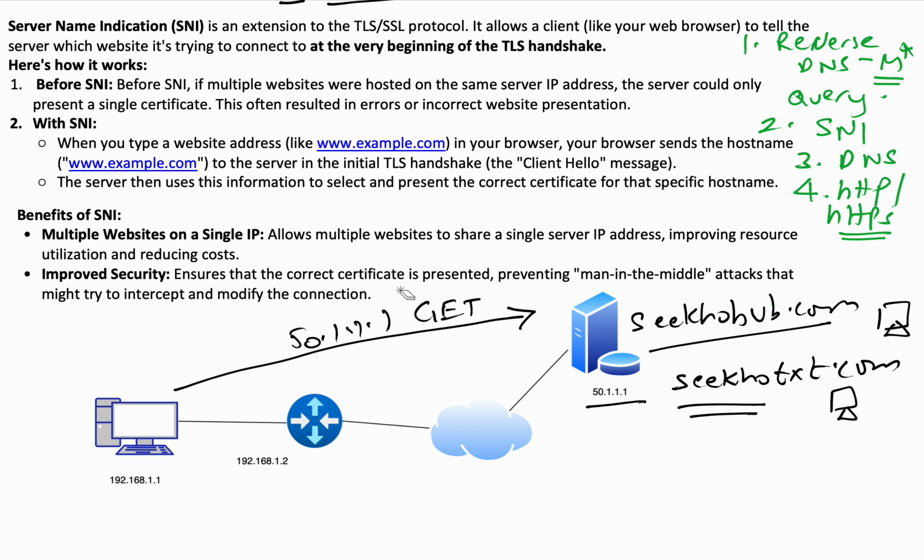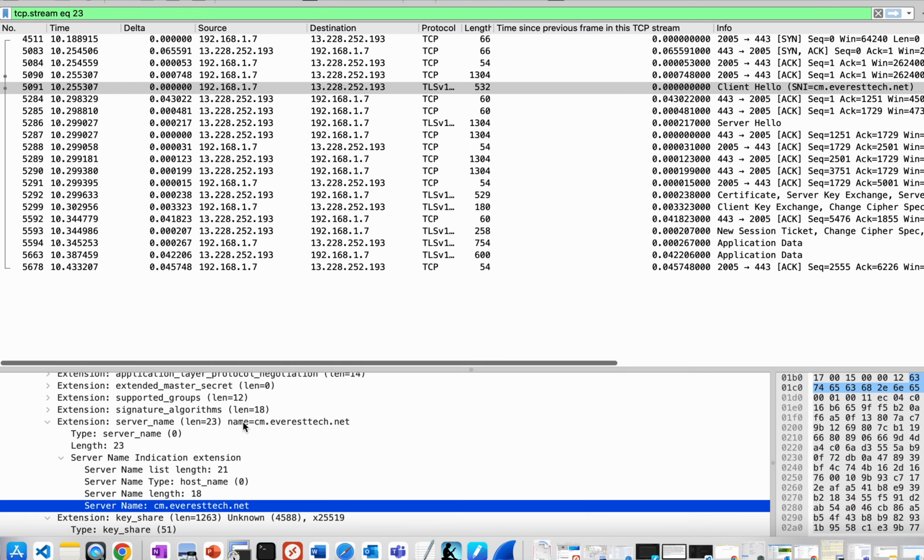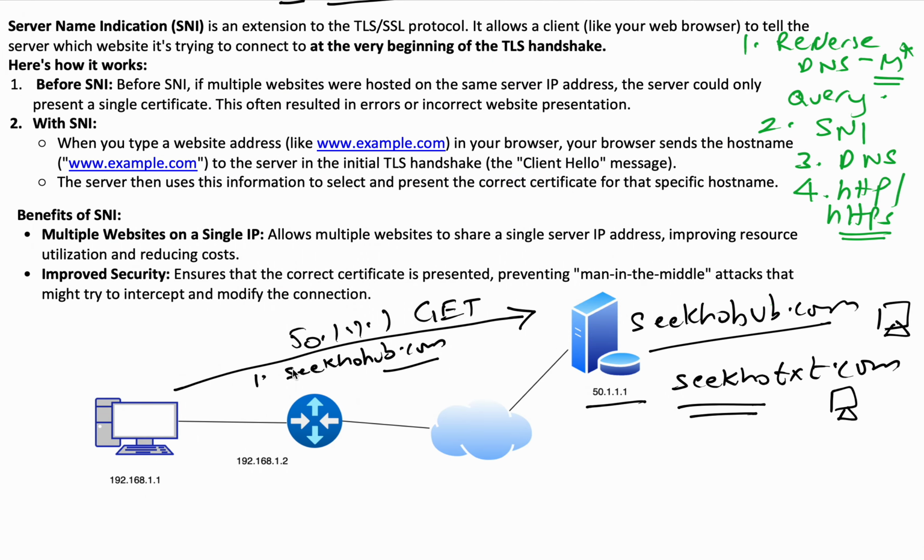So later on, what was introduced was, I am trying to get data from 50.1.1, right? But in the first message itself, I am saying that I need data from secohub.com. And where do I say it? I say it in the client hello. You see this? everesttech.net. I see it in the client hello itself. So in the first message of the SSL exchange, the client hello, I specifically asked the server that I need data from this website and this website only.